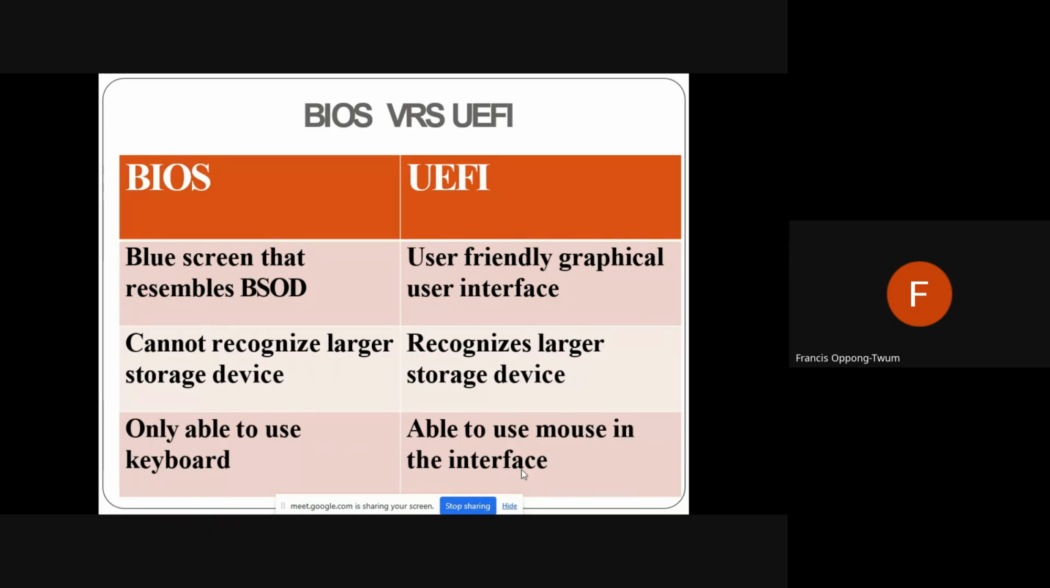And we also made mention of the fact that the BIOS can only use the keyboard. If you are in the BIOS, that's the blue screen, you can only navigate using the cursor keys: left, right, up, down. You can only use that. But when you come to the UEFI, thanks be to God, the new technology allows us to use the mouse and at the same time the keyboard. And that is some of the differences.